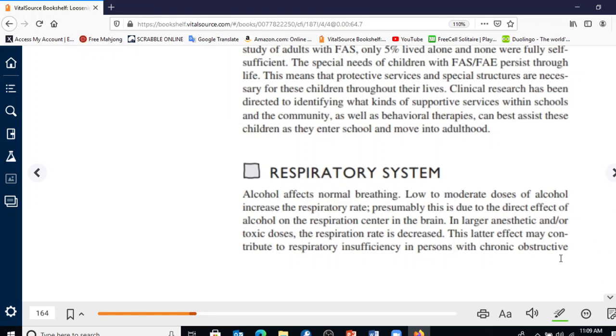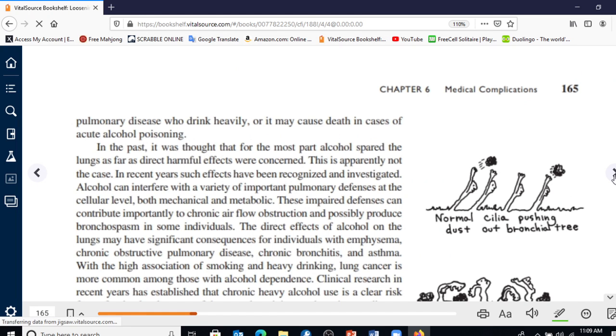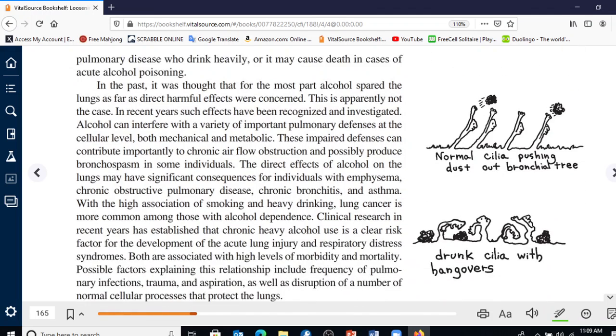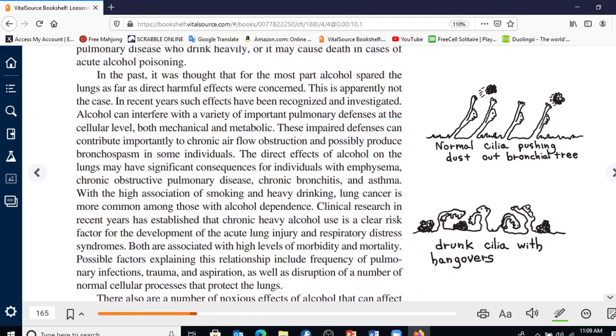Alcohol affects normal breathing, the respiratory system. People who drink a lot tend to have poor pulmonary functioning. They don't breathe well, and they are prone, especially if they combine it with smoking, which a lot of drinkers do. A lot of smokers drink, a lot of drinkers smoke. And they affect the lungs in a number of ways.